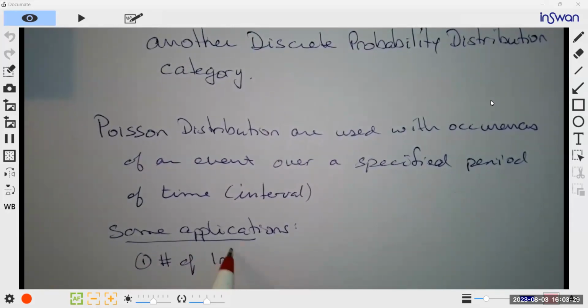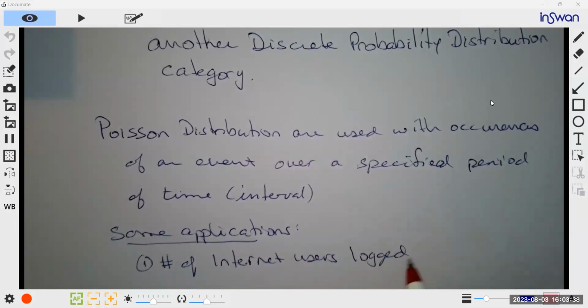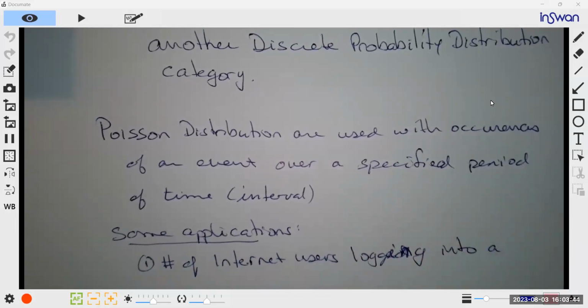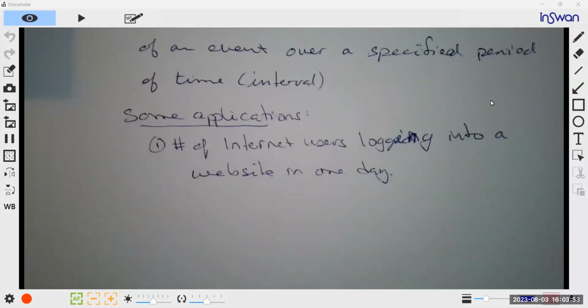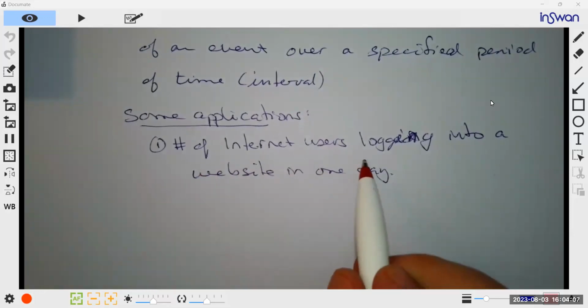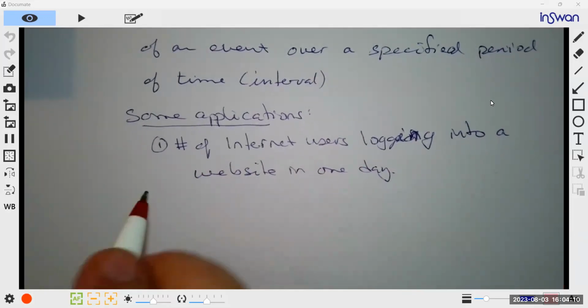Number of internet users logging into a website in one day. For example, Starbucks uses the same process: how many people use our free browser during the day, and how long do they spend on there? So this is one possibility: the number of internet users logging into a website in one day.